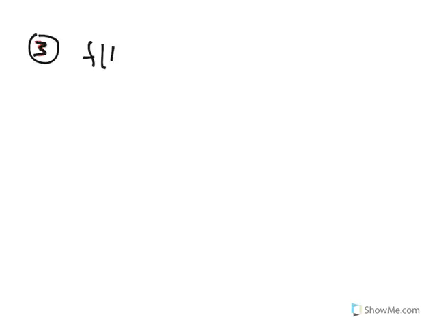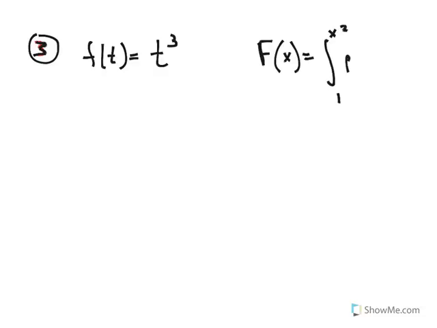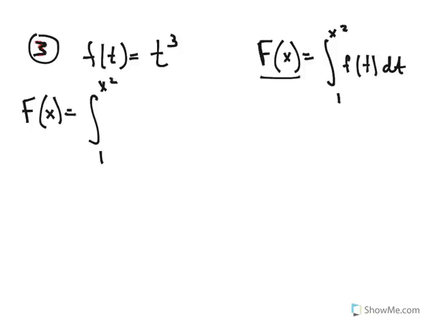F of t equals t cubed. Now, we're going to use the following formula. F of x, now from 1 to, and instead of x, we're going to put x squared. Make it composite. And the same thing. So again, we want to find F of x and the derivative of that. So based on this formula, we get integral from 1 to x squared. F of t is t cubed, so let's plug in.